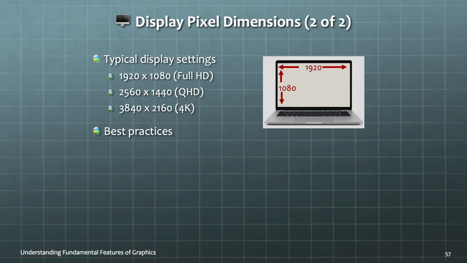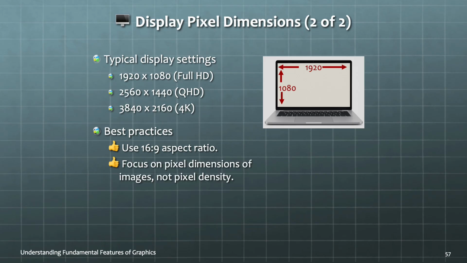The best practices related to display pixel dimensions are the following. 16:9 is the aspect ratio that's optimized for video playback. It's the most common aspect ratio, that's width to length, for displays nowadays. This is what you need to use for anything you intend to fill the screen.